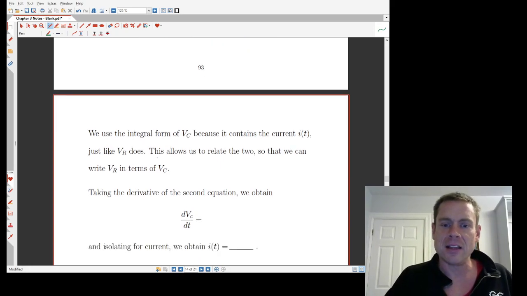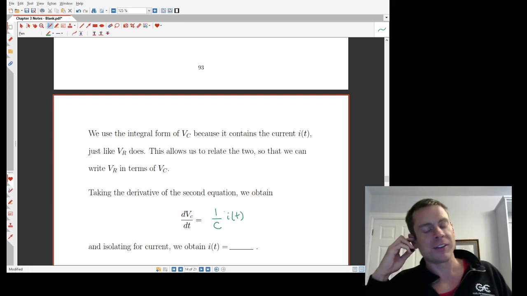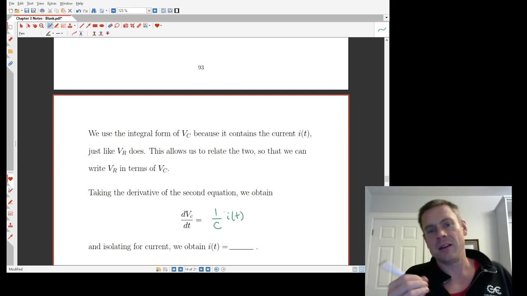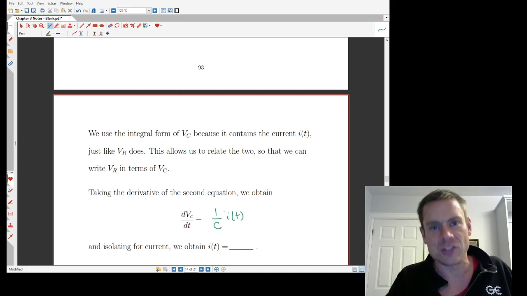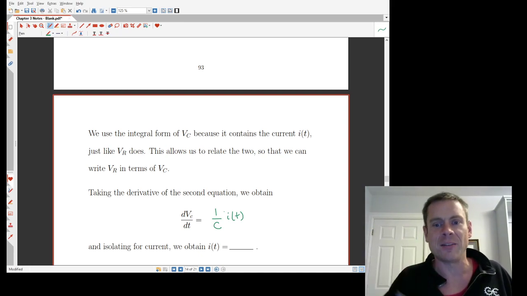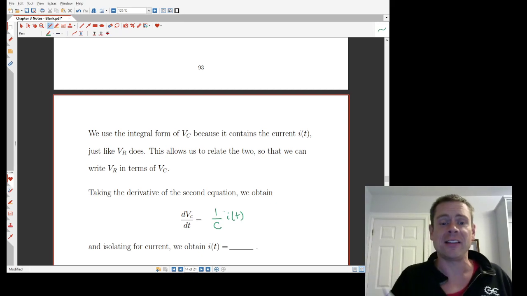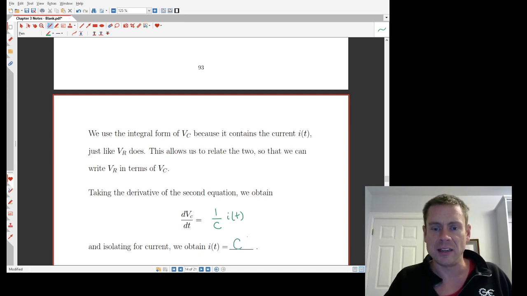I'm going to get dVC by dt is 1 over C times I of t. And if you compare that to the integral on the last page, it's not that hard to get here, just using what you know about the fundamental theorem of calculus and some intuition. When it's like this, I can isolate for the current, okay. And I get I equals C times that derivative.